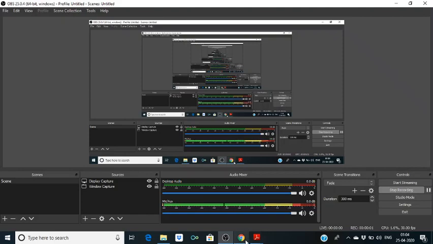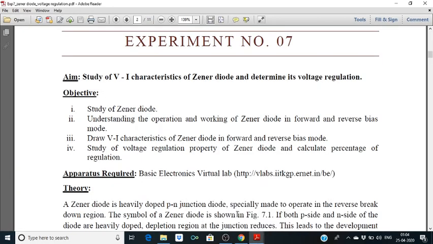Hello everyone. Today we will perform an experiment to study the VI characteristics of Zener diode and determine its voltage regulation. We will be using Basic Electronics Virtual Lab to perform this experiment. Through this experiment, we will study Zener diodes, its working, then its voltage regulation property.